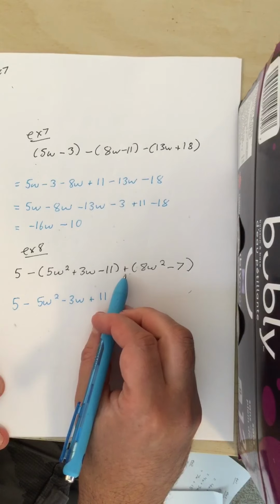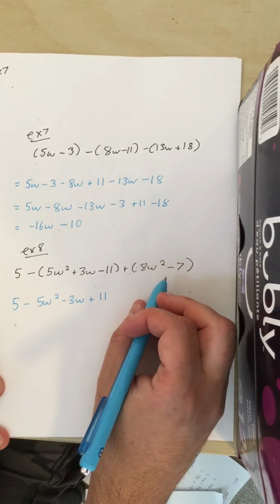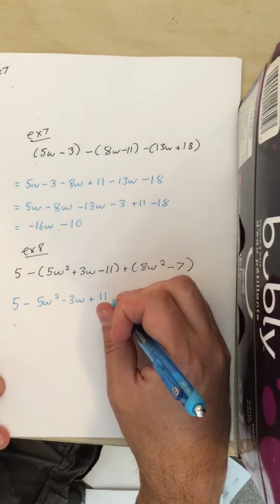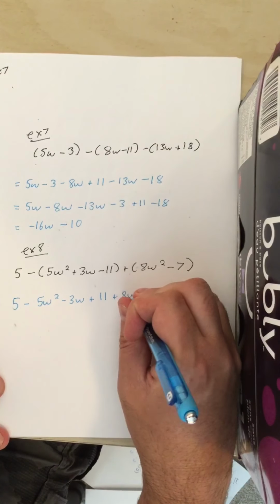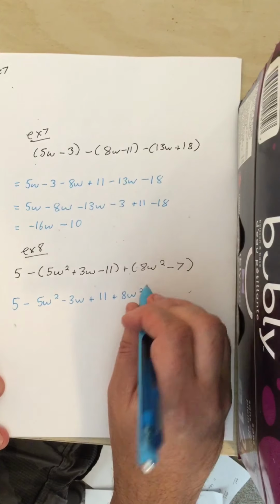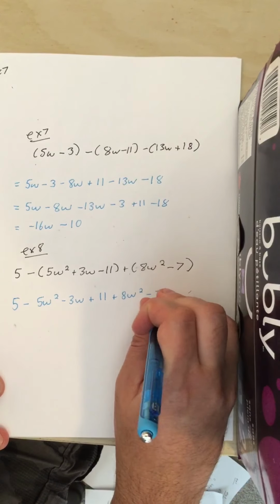For this bracket, though, there's a plus in front of it, so we are not going to change any aspect of it. So that was a plus, it stays a plus, so that becomes 8w squared, and this one becomes minus 7.